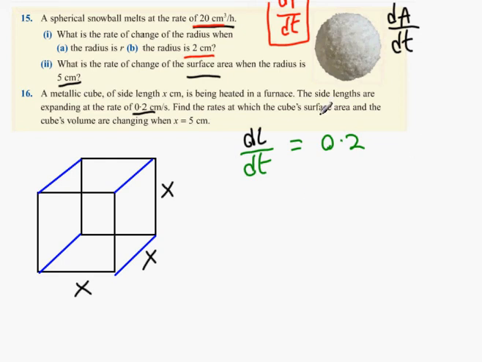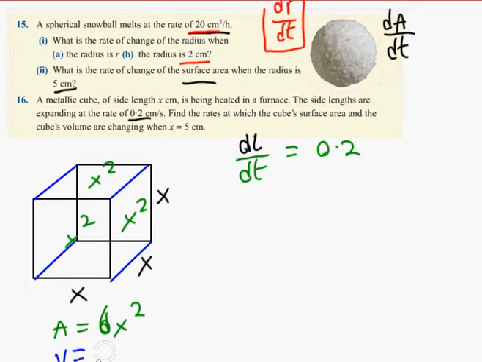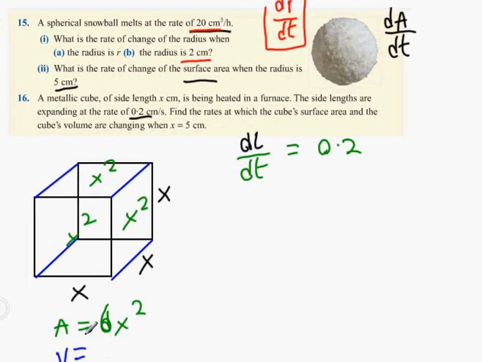Find the rate at which the cube's surface area changes. Now, cube surface area is x squared on every face, length by width. And how many faces does it have? 6. So the area of the cube is 6x squared. Now find the rate at which the cube's surface area and the cube's volume are changing. So what's the volume then? Volume is x cubed.